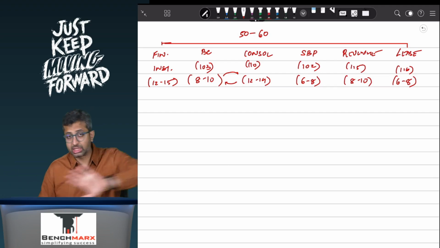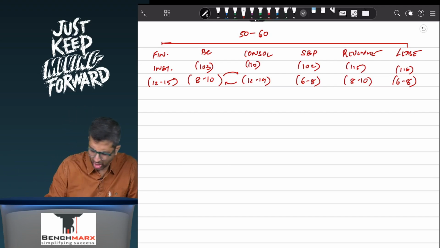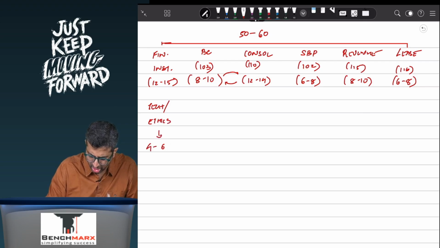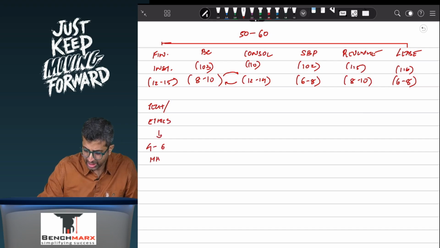Everything else, that is the remaining section. If you want, you can even write technology and ethics, where you will probably get around a 4 to 6 mark question, either of them. So if you remove this, all other Ind AS will account for the remaining 50 marks of your paper.